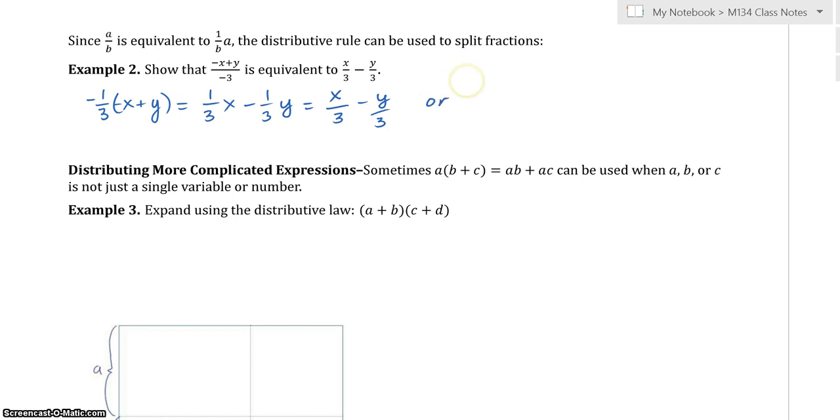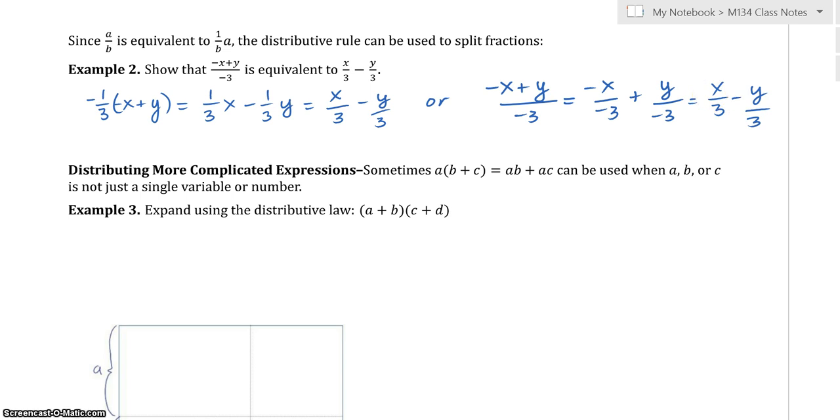If you want to do it another way, not use this rule, you could have just divided both. Let me rewrite this. Divide both by the negative 3. So it would be negative x over negative 3 plus y over negative 3. Two negatives is a positive, and you have the same answer as well.